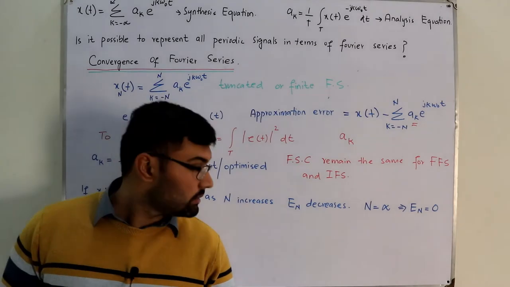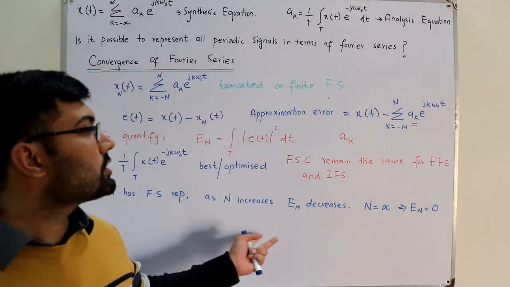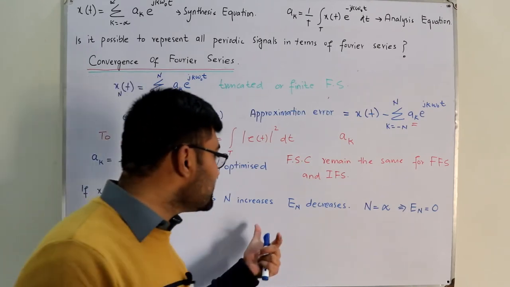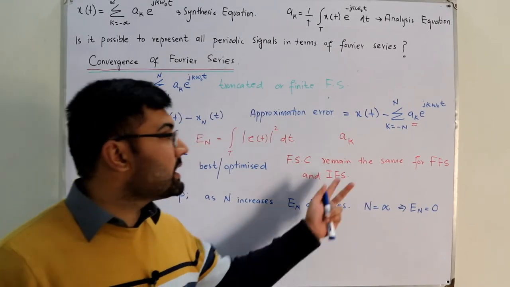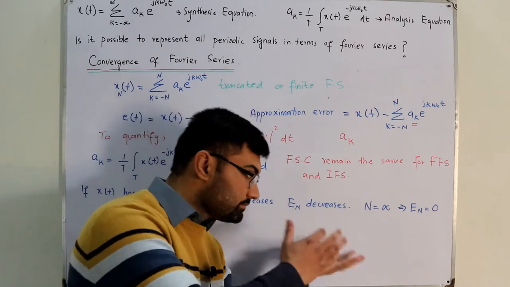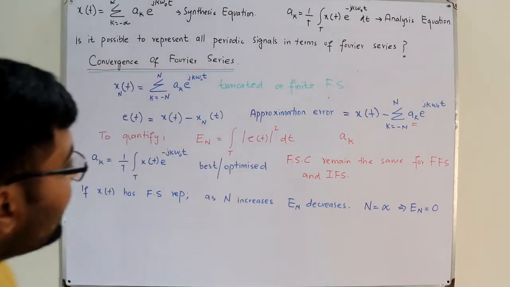Fine. What I said was that as n increases, the approximation improves. The approximation improves as n increases, and ideally, when n becomes infinite, the approximated signal becomes equal to the original signal, and you know the rest of the story. But now, again, we have a question.